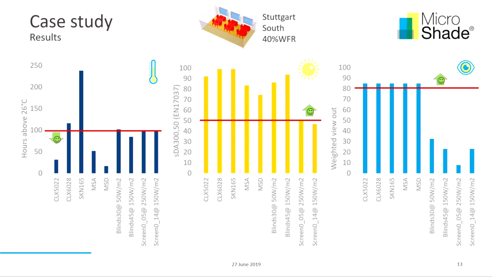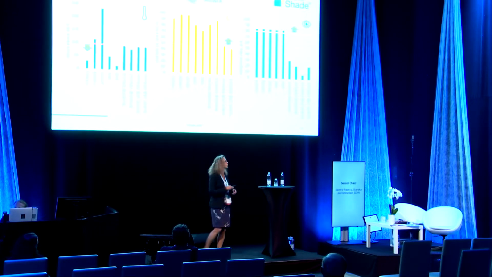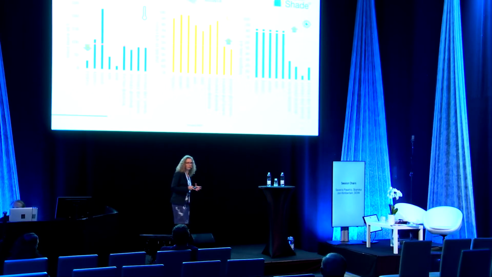So that doesn't work. And then if we look at the weighted view out, we can see that these static shadings, of course, are not 100%, and that is because we are taking into account the view out class according to the classification standard, and they all have a view out class, what you call class 4, which is very good. But it means that it needs to be multiplied with a factor, because it's not a totally clear view. So they have a weighted view out of 85%.